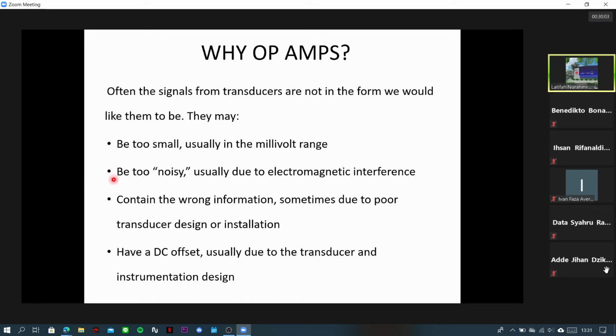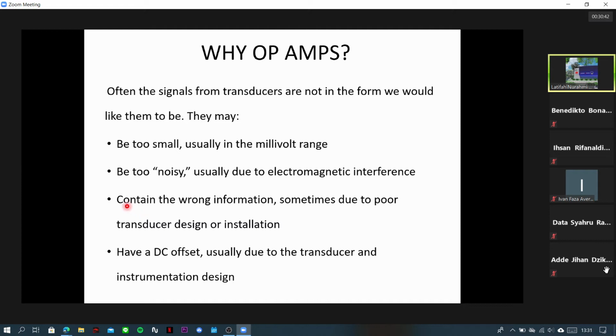Okay, and number two, it can be too noisy. Let's say in the furnace that we want to control its temperature, the furnace is not fully covered, not closed. It's partially closed, let's say, the furnace in the factory, so there are many noises there. There are many external disturbances that may disturb my measurement signals, usually due to electromagnetic interference.